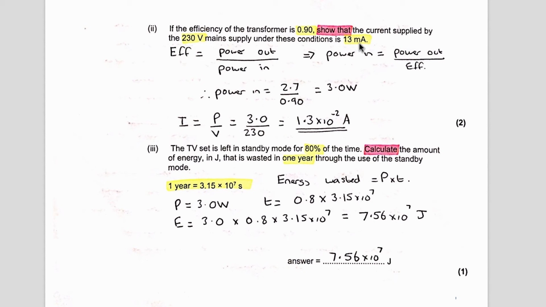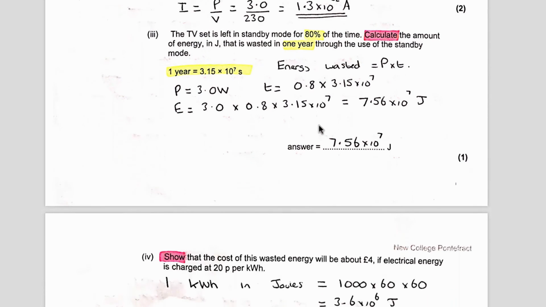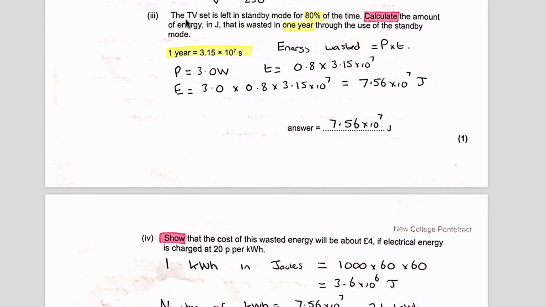So there are 2 marks for this, one for working out the 3 watts part and one for showing this calculation here to get 13 milliamps. For part 3, we're then told that the TV set is left in standby mode for 80% of the time, and we need to calculate the amount of energy in joules that's wasted in 1 year through standby mode. We're also very helpfully told that 1 year is 3.15 times 10 to the 7 seconds.